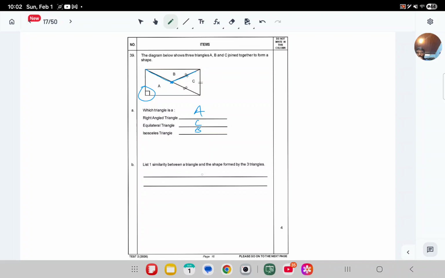List one similarity between a triangle and the shape formed by the three triangles. So the shape formed is a rectangle, and we have the triangle. A similarity is they both are polygons. Both shapes are polygons.